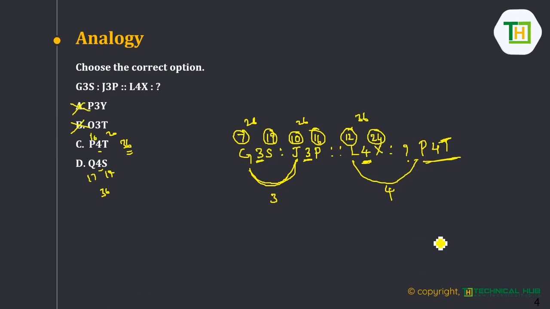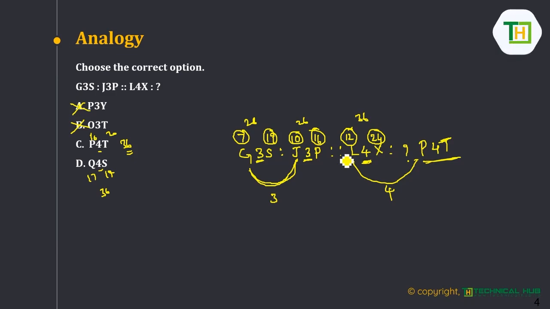12 plus 4, 24 minus 4. Yeah, that can be one logic you can think of. You can say like that, right? G plus 3 is given J and S minus 3 you got P. Like that, L plus 4 you will get P and X minus 4 you got T. So that is also one logic.